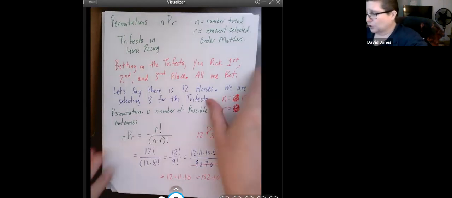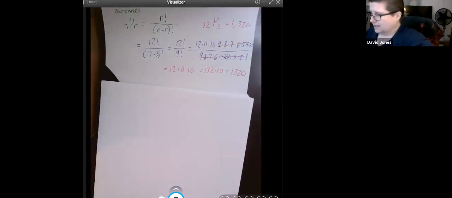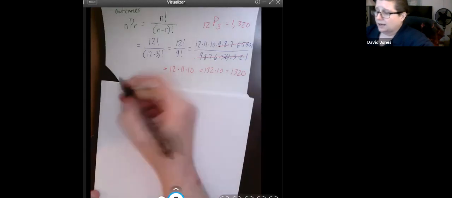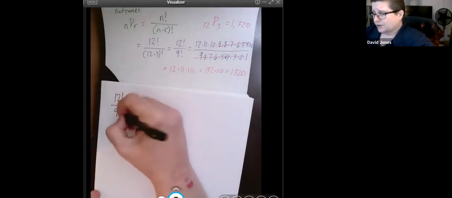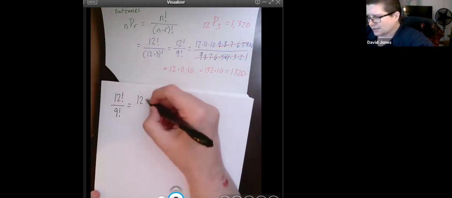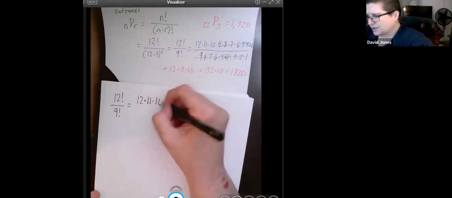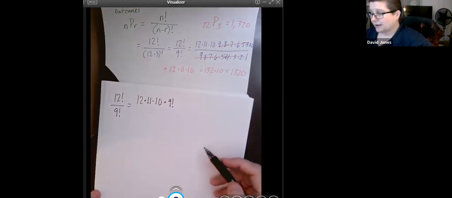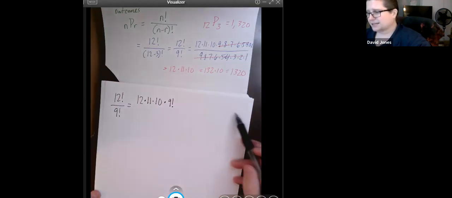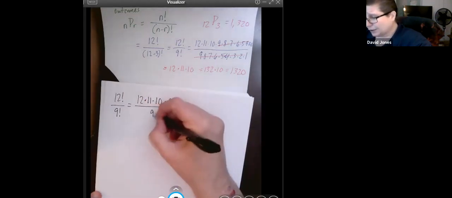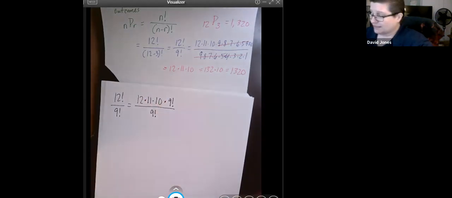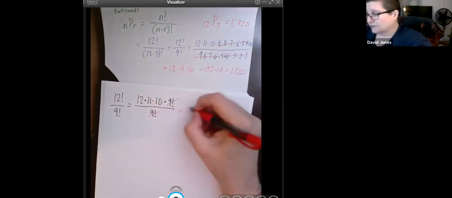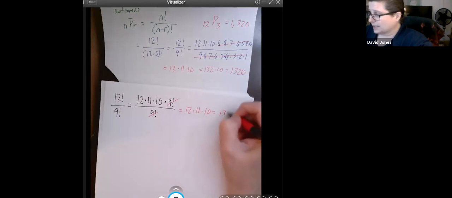An easier way of looking at that without writing them all out, I'm going to do the same thing, makes it a little clearer if you're doing it by hand. If you're doing the factorials like this and you're canceling them out, go across the top, write them out until you get to the number on the bottom, and leave that as 9 factorial like that. I could write out 9 times 8 times 7 times 6 times 5 times 4 times 3 times 2 times 1. I could, but I've already got 9 factorial on the bottom, and they just cancel out right there. 12 times 11 times 10, 1320.